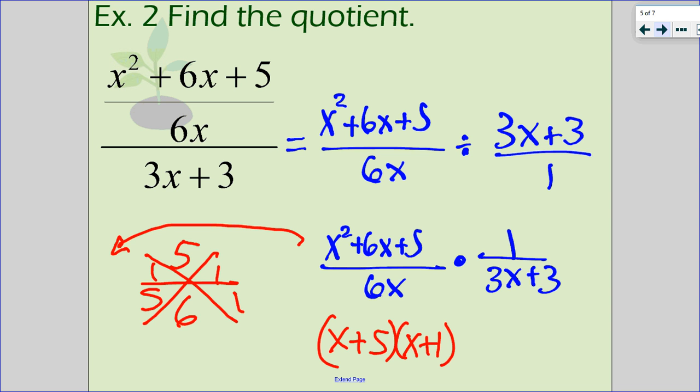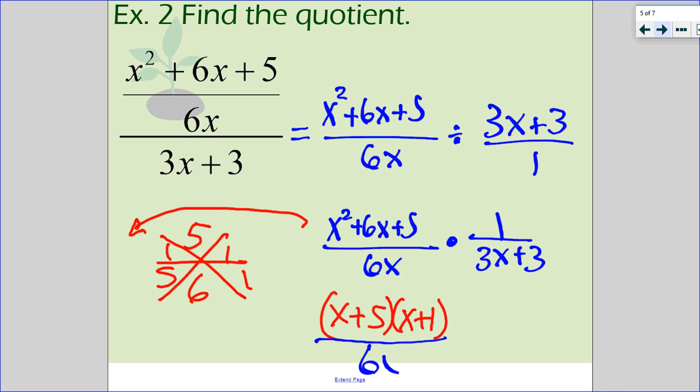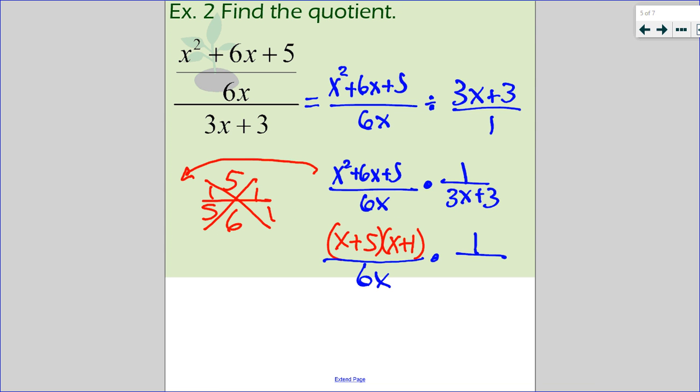Any questions on that? That is the factored version of one of our numerators. Now this bottom one, we can factor a 3 out. That's the greatest common factor. And that's going to help us see what we can cancel.